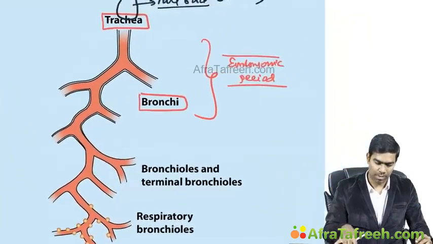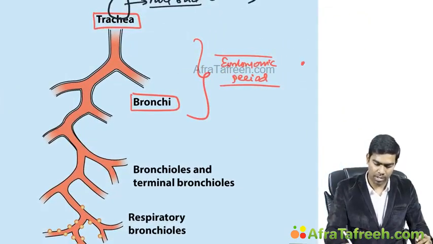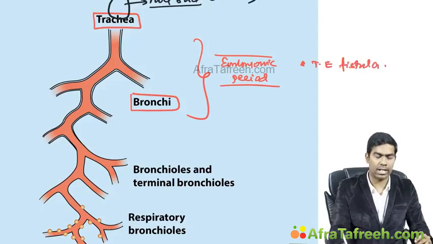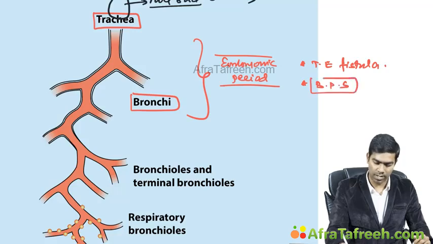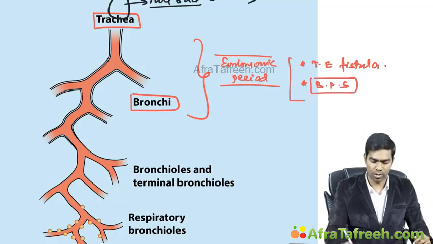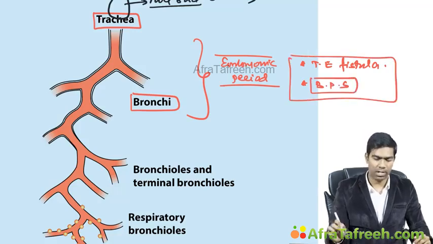So this embryonic period. Whenever there's a problem with this embryonic period, errors will lead to the formation of tracheoesophageal fistula, which we will deal with in great detail when discussing the GI section. And you can also get bronchopulmonary sequestration. So these are the two disorders associated with problems in the embryonic period.